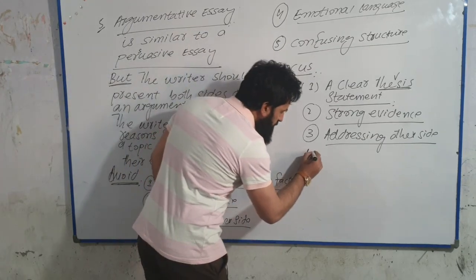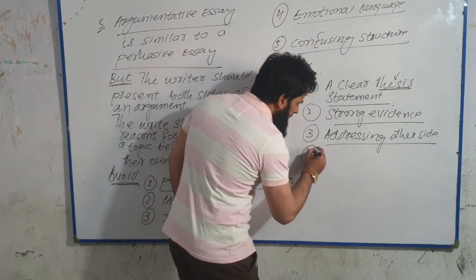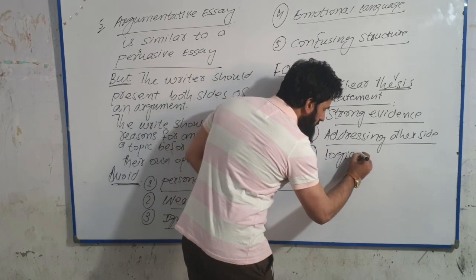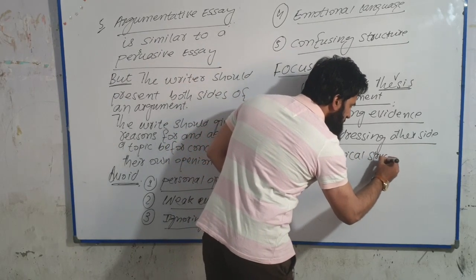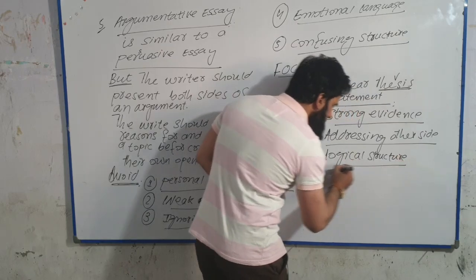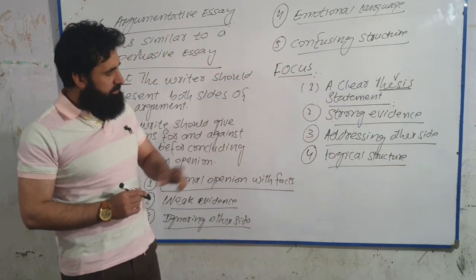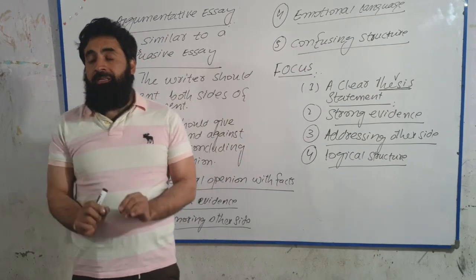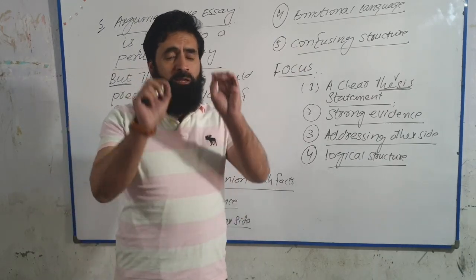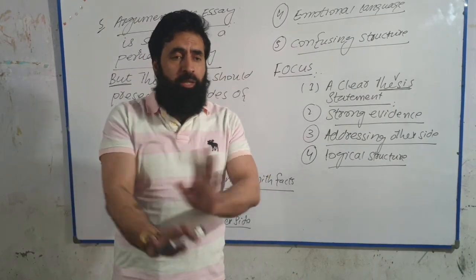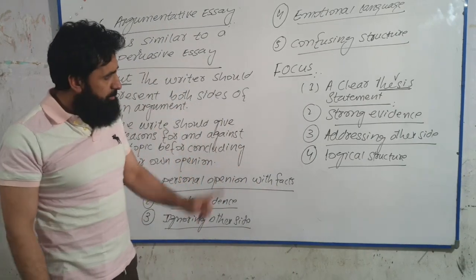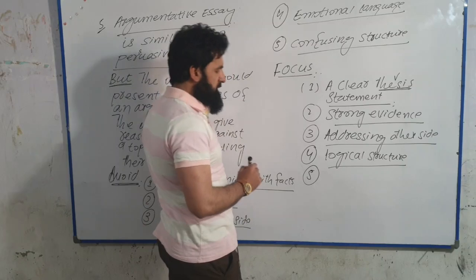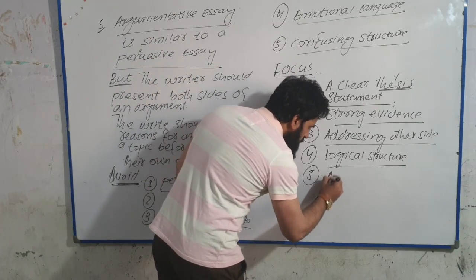What about the fourth focus? That is an organized structure, a logical structure. The fourth thing that the writer should focus on is that the writer should organize the ideas, the arguments, the opinions in a better way. What about the fifth one? The fifth focus, the last focus, should be what? A persuasive tone.